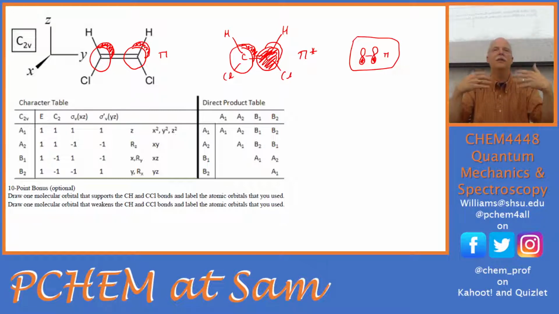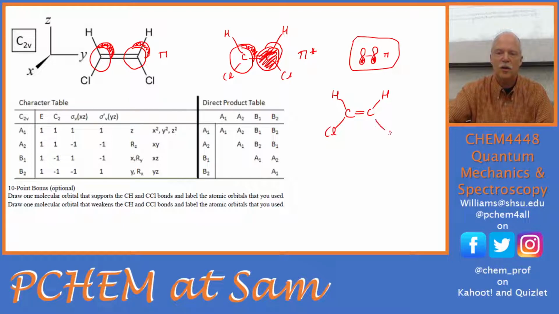The pi bond is out of the plane. It's the p orbitals coming in and out of the paper, the px orbitals that are pi bonding in this molecule. Now there are other p orbitals. Let's draw this one. Okay, so let's draw the pz orbital. So here's a pz orbital.